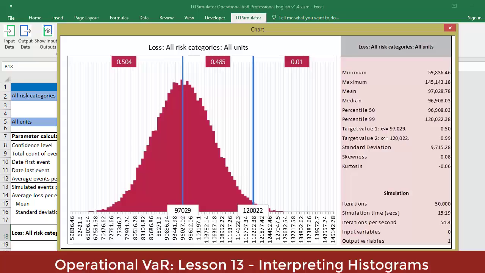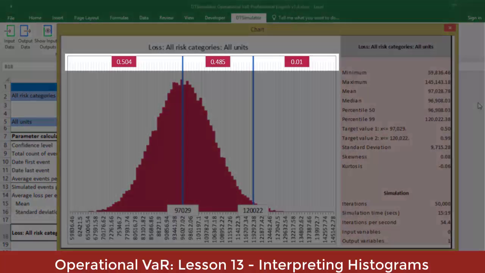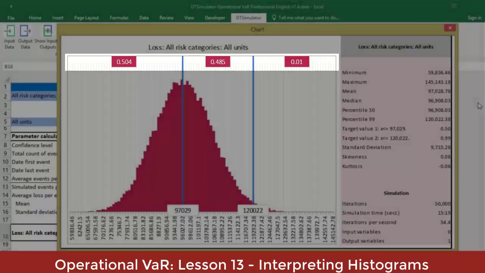With these two blue delimiters respectively above the expected mean and the 99th percentile, the three segments specified in the table in column E are marked. We can then calculate the probabilistic contingency that is actually the unexpected loss, in this case for $23,143, which, as I have indicated, is the unexpected difference between the operational value at risk and the expected losses. Notice that DT Simulator also calculates the probability of each of the segments.